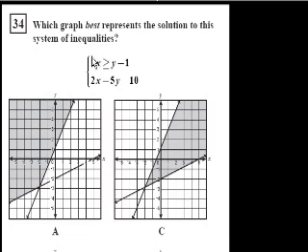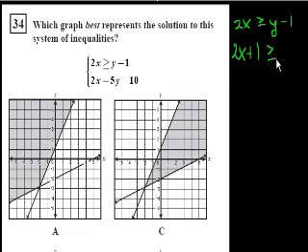Okay, so we could take each of these inequalities, and what we want is the area that satisfies both of these inequalities. So let's take a look at the first one. I like to always have it in y is equal to mx plus b form, so let's do that. The first one says 2x is greater than or equal to y minus 1. If we add 1 to both sides, we get 2x plus 1 is greater than or equal to y. And if we write that in a way that we're used to seeing it, y is less than or equal to 2x plus 1.